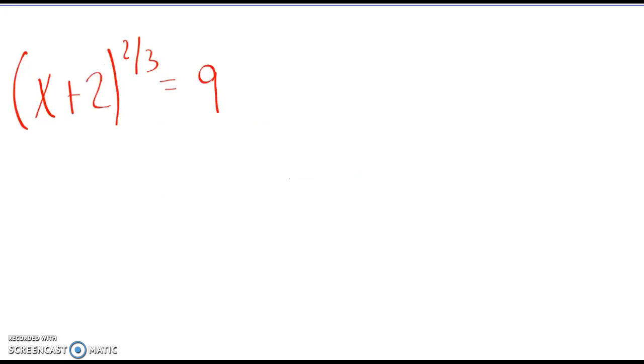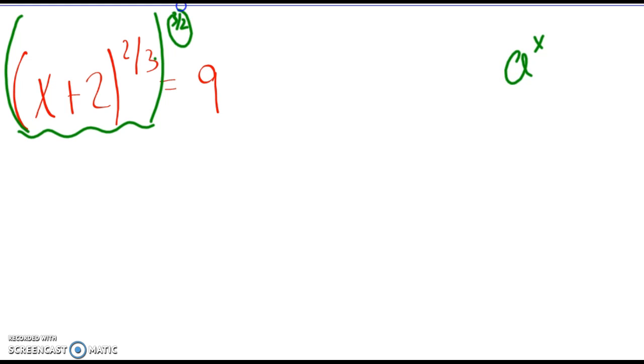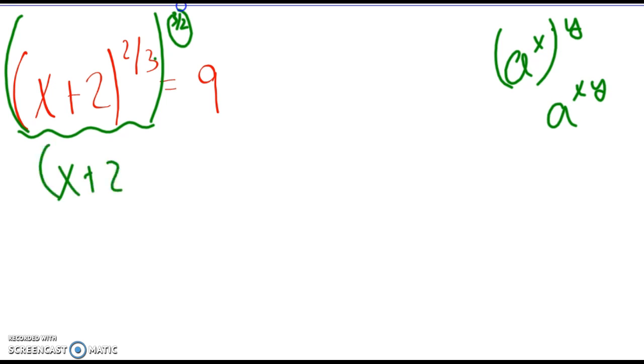So here, I have nothing to get rid of. I just have this power equals 9. So if I raise this whole thing to another number here, I want this to give me a 1. So what do I multiply by? 3/2. Remember, power to a power, a to the x to the y is a to the xy. If I multiply that, I get x plus 2 to the 6/6, which is 1.